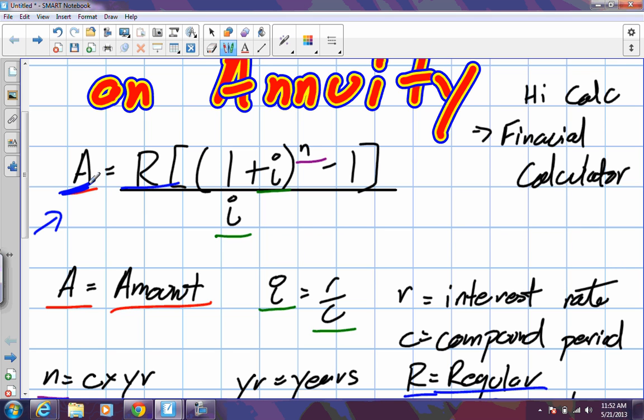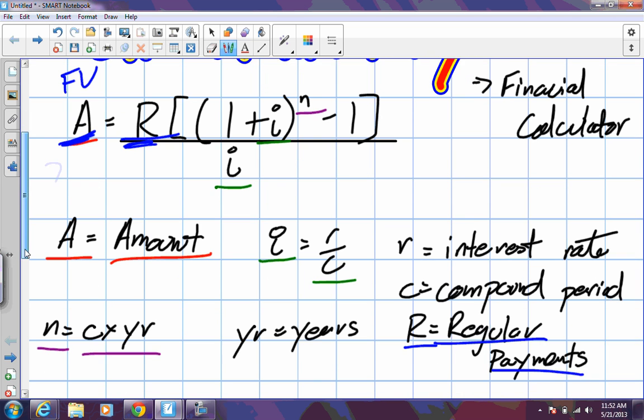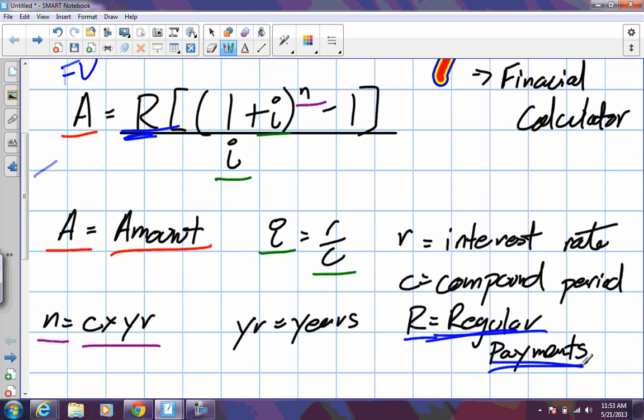A stands for the future value of an annuity. R is our regular payments, how much I put in every month or year or week, depending on what it is. Then there is a formula that represents I. I is not just the interest rate. I is the interest rate per compound period.